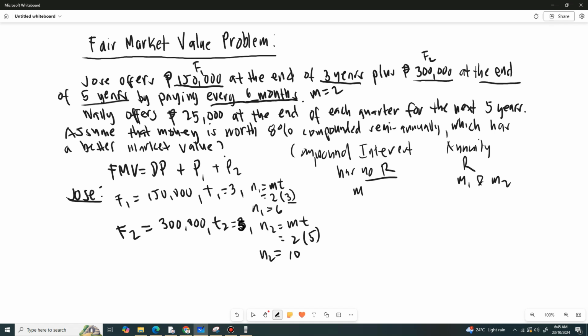And then we're going to compute I for both. I is J over M. J is seen at the end of this problem and sentence. So we have 8%, so we have 0.08. And then our M given is semi-annually, so M is equal to 2. So 0.08 divided by 2 will give us 0.04, which is our I.